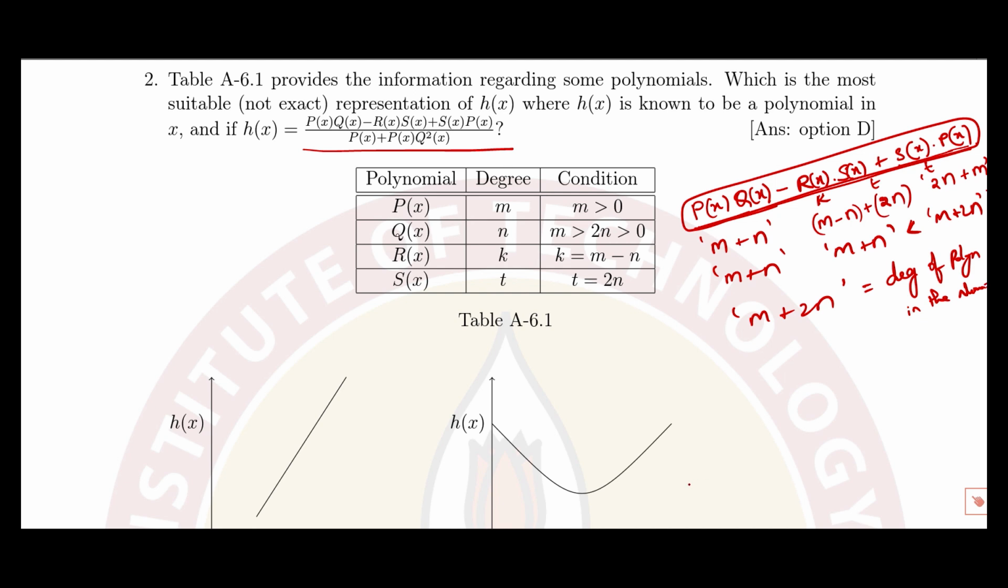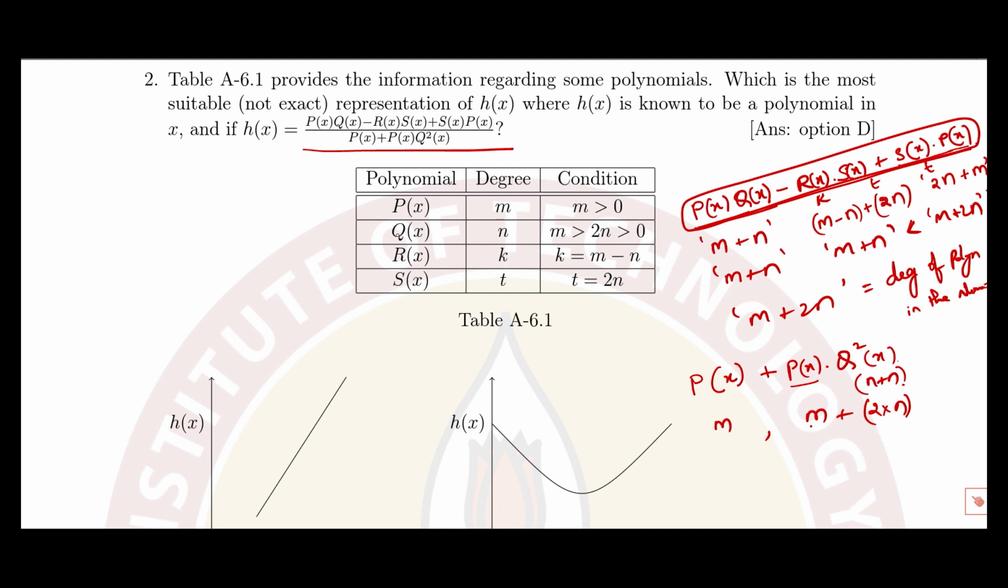Similarly, we will try to find the degree of the polynomial which is in the denominator: p of x plus p of x times q square of x. So the degree of p of x is m. Now the degree of q of x is n, and it is squared, so the degree of q of x whole square will be twice n, which is nothing but n plus n.